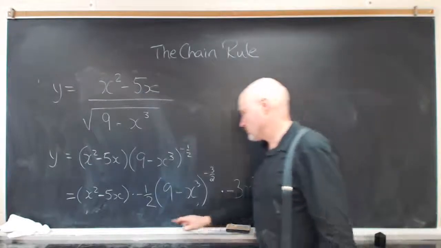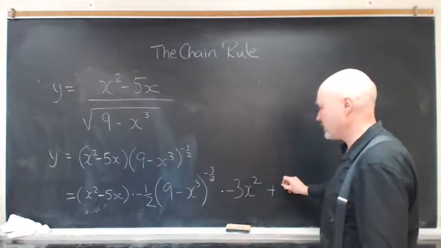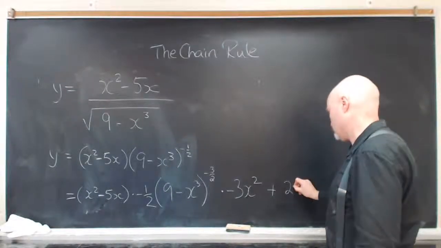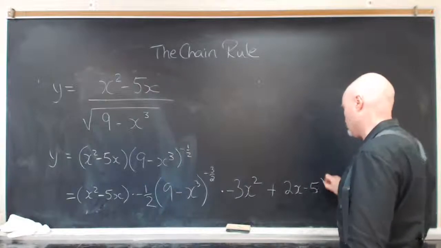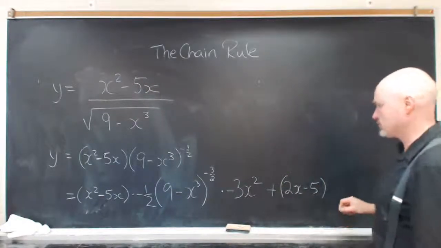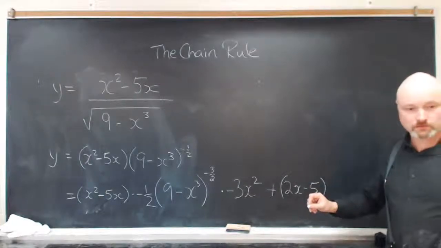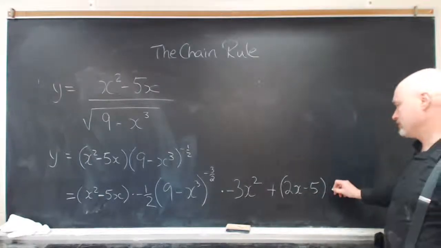Plus 2x? Okay. First times the derivative of the second plus 2x minus 5 times the derivative of the first. Times 9 minus x cubed to the exponent negative 1/2.